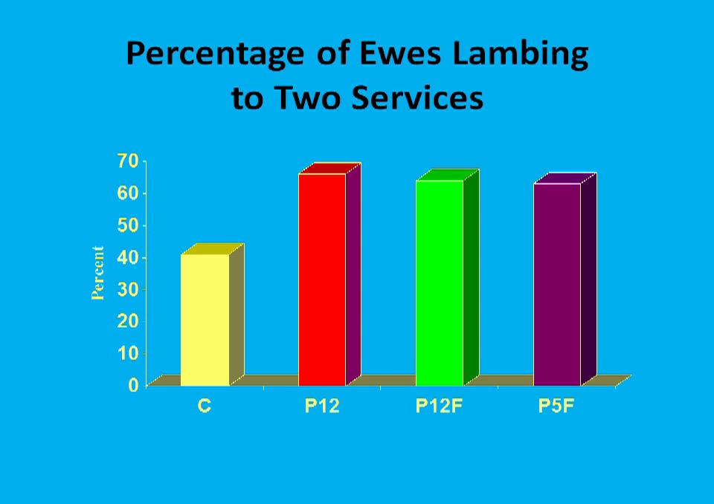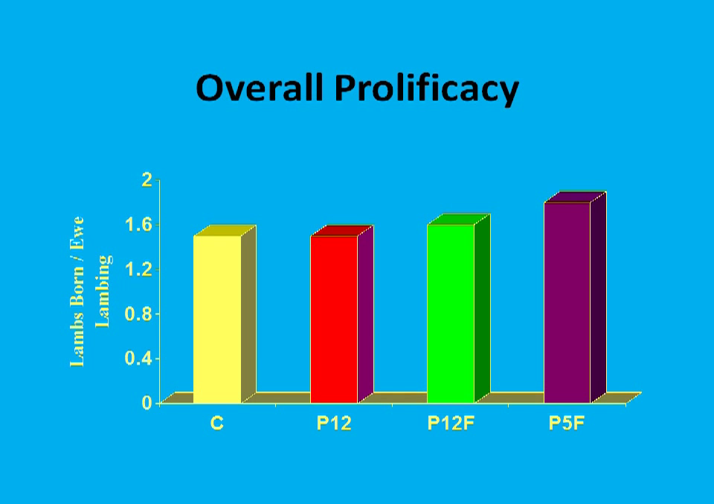Okay, now what kind of lamb crop did we get out of those ewes that were pregnant from this? 1.6 lambs. And did the FSH do any good? Not really. We still got 1.6 to 1.7 lambs. Not enough more to amount to anything. And we'll talk about that in a little bit.